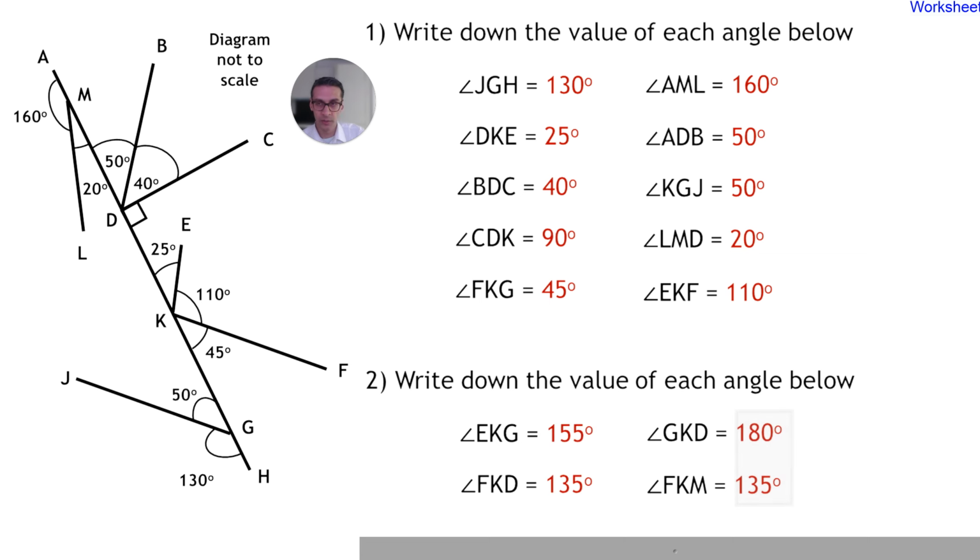These are the answers. I'm just going to do one example just for giggles. So GKD. Now, if I'm starting at G, I'm going to K, and then I'm going to D. You can see the angle I want is this plus this plus this. So 25 plus 110 plus 45, which gives you 180.